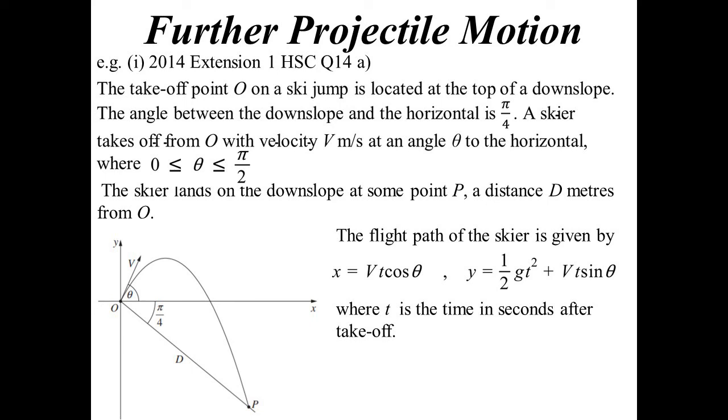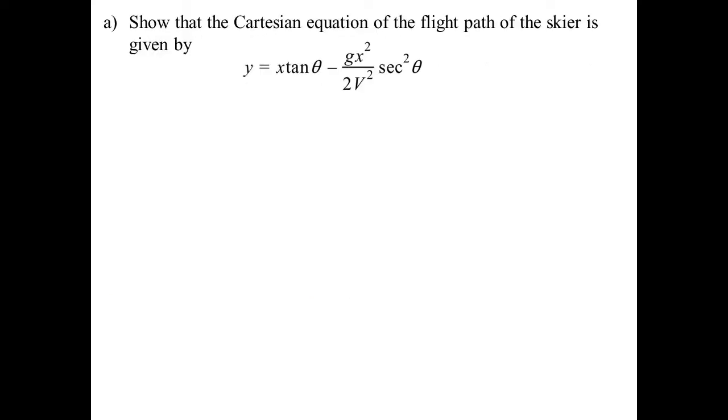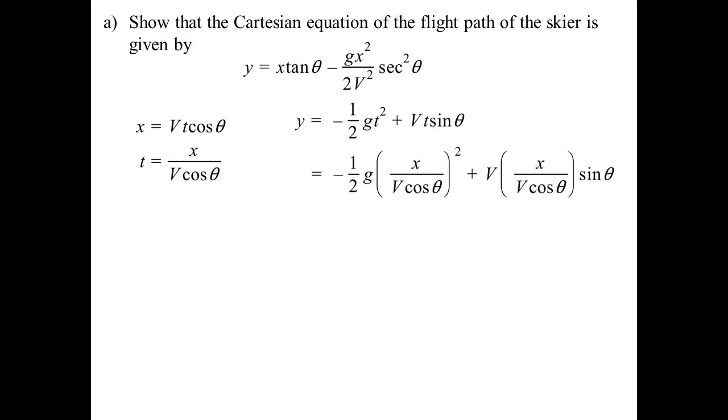All the usual conditions are given to us, and they've told us the displacement equations for both the x and the y direction. The first thing was to simply come up with the Cartesian equation. So that's where we use our parametrics. We've got to eliminate the t and substitute it in. If I look at x, t will be x over v cos theta. Substitute that in for the y, and now we just need to manipulate this to get it in the form that they've requested. So sine on cos is tan, we've got that.